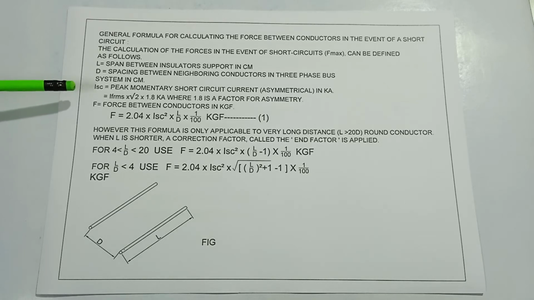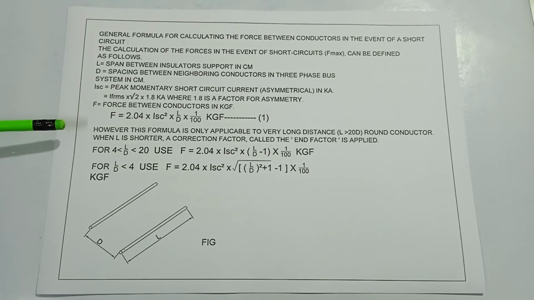ISC means peak momentary short circuit current, asymmetrical, in kiloamperes. ISC is equal to I RMS into root 2 into 1.8 kiloampere, where 1.8 is a factor for asymmetry. F is equal to force between conductors in kgf. F is equal to 2.04 into ISC square into L by D into 1 by 100 kgf.